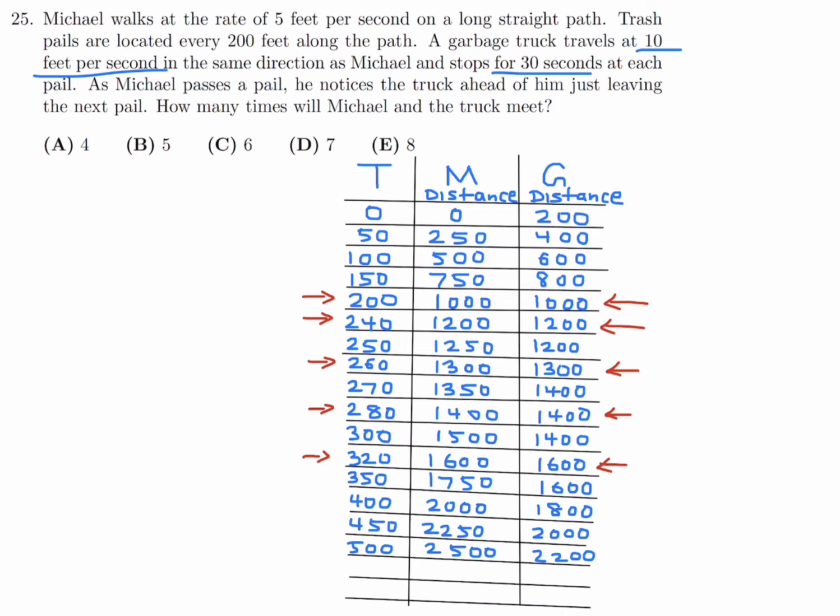2,500, 2,200. You see how the truck's just getting further and further in terms of distance. Michael is getting farther away. So that's it. We were done with our meeting points. How many did we get? We got 1, 2, 3, or 5 of them. All right, so that's painful in my opinion. And therefore, number 25, the answer is B.